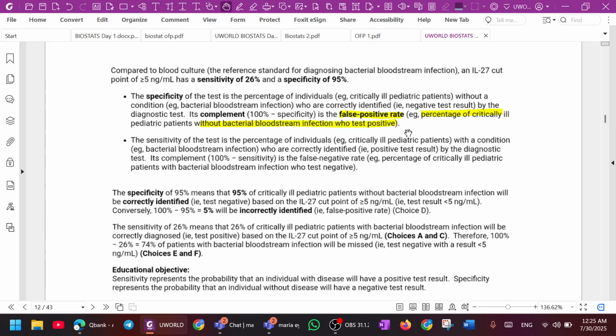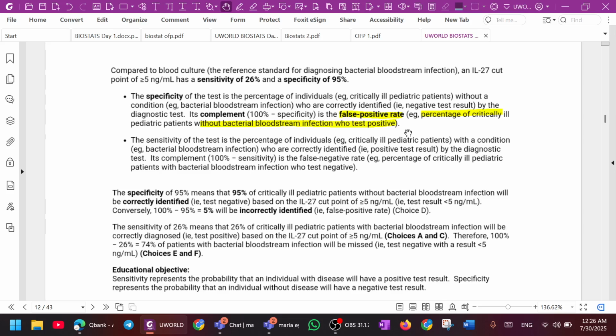The specificity of 95% means that 95% of critically ill pediatric patients without bacterial bloodstream infection will be correctly identified, based on an IL-27 cut point of more than 5 nanogram per ml. Conversely, 100 minus 95, 5%, will be the false positive rate.